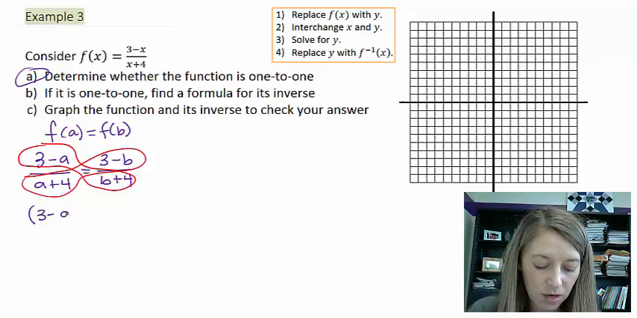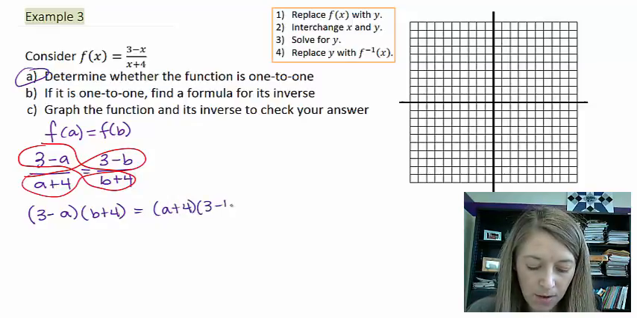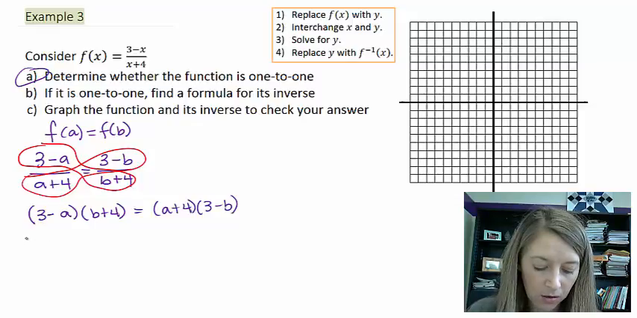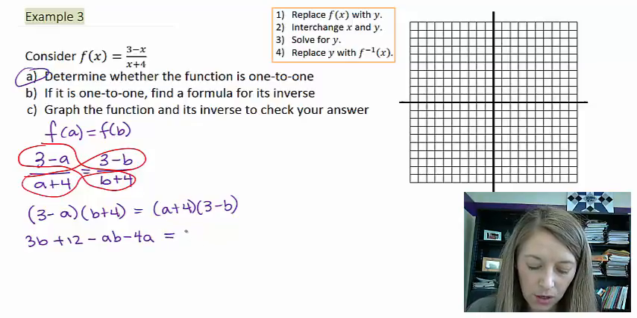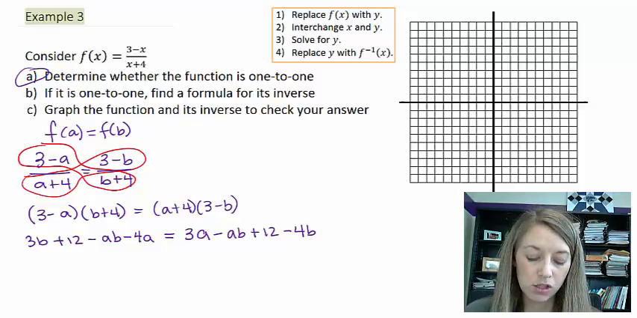On the left, I have 3 minus a times b plus 4. On the right, I have a plus 4 times 3 minus b. So let's FOIL these out. 3b plus 12 minus ab minus 4a is hopefully equivalent to 3a minus ab plus 12 minus 4b. So now I need to show that these are equivalent. Well, let's do the easiest things.